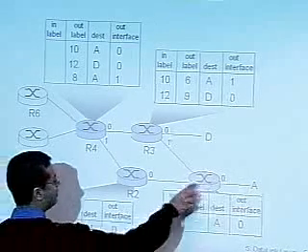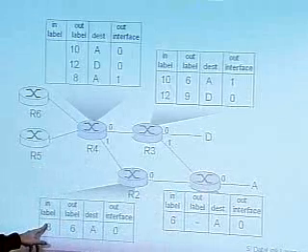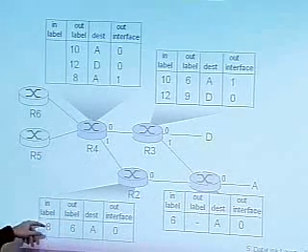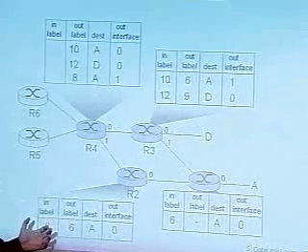So this router here only knows about the incoming label 6. It has no knowledge about incoming label 8. So that allows easier management of these MPLS routers in a distributed manner.